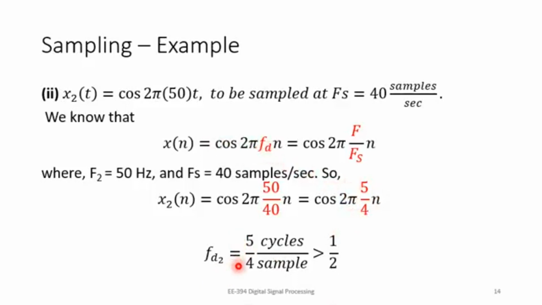So fd is equal to 5/4 cycles per sample, which we observe is greater than half. So we note here that we have gone into an area where frequency is beyond the allowable range. In the further slides we are about to see what happens in case such a scenario occurs.